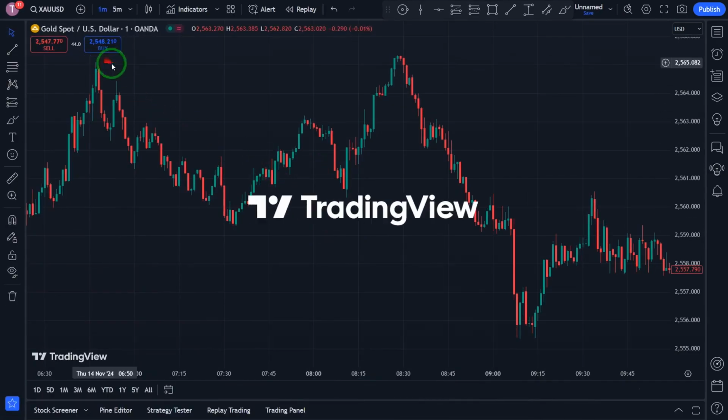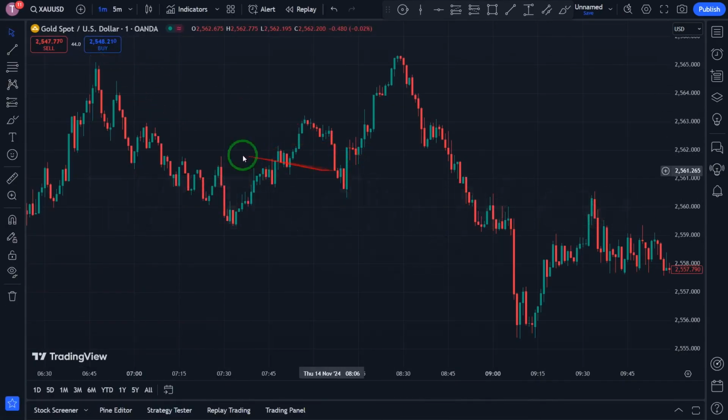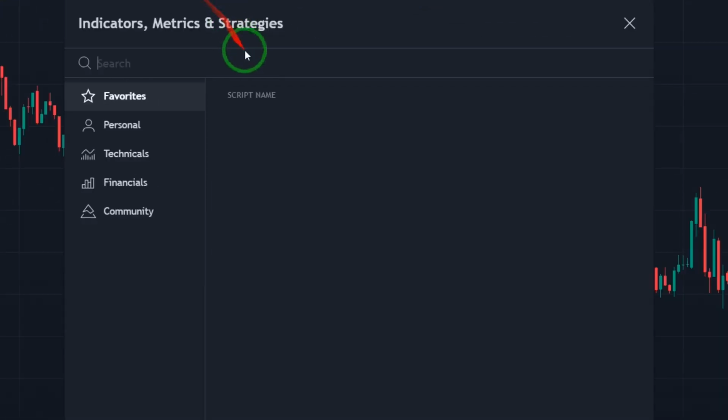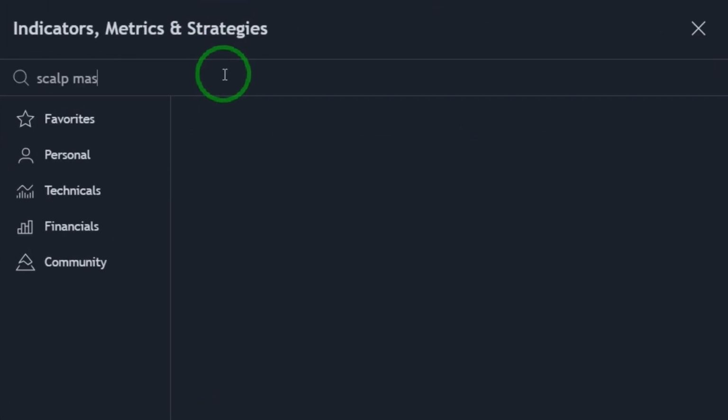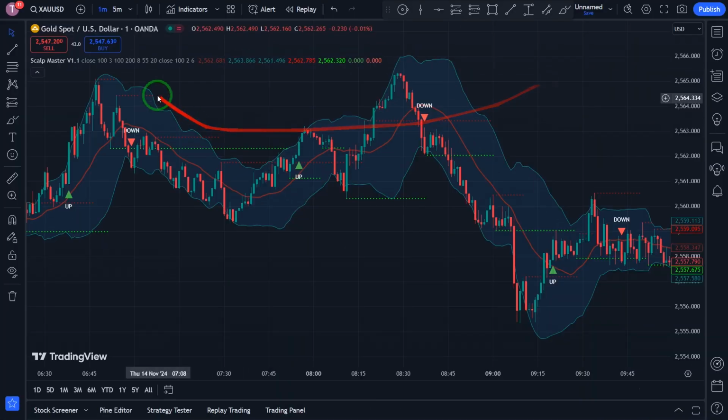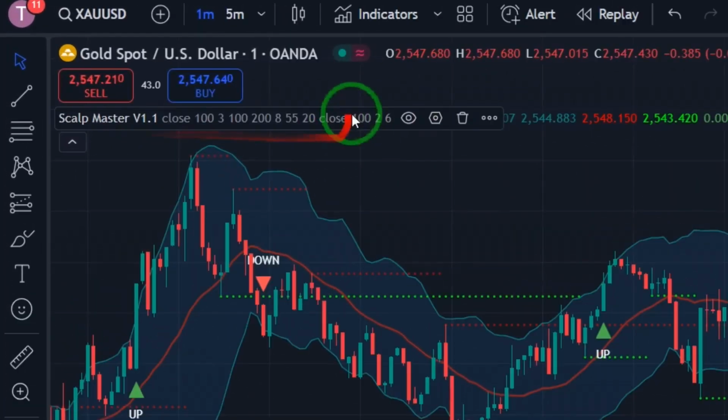First of all, we need to go to the TradingView website. After that, select the 1-minute time frame and head over to the Indicators section. In the search box, type Scalp Master. Find it and click on it to add it to the chart. Now you need to enter its settings and make various adjustments.